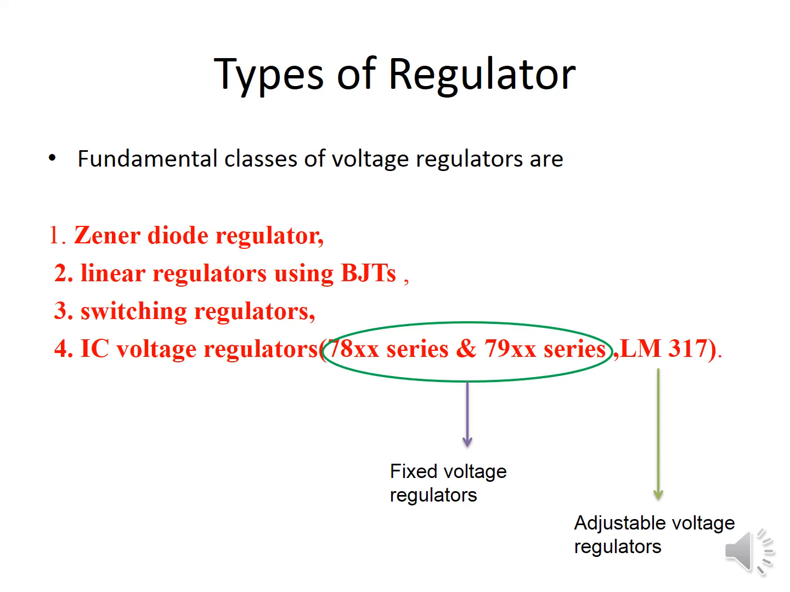The types of regulators are Zener diode regulators, linear regulators using BJTs, switching regulators, and IC voltage regulators. IC regulators means we will be using the 78XX series and 79XX series, which we call fixed voltage regulators, and the LM317, which is an adjustable voltage regulator.